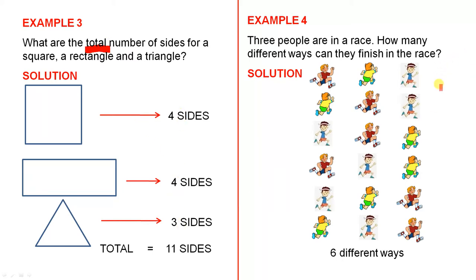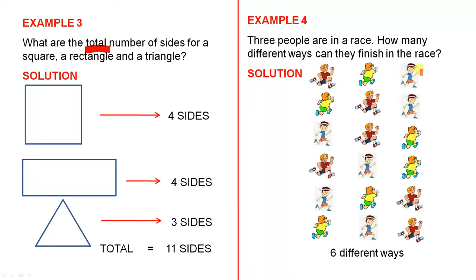Example 4. 3 people are in a race. How many different ways can they finish in the race? So spend a bit of time with this. It's a very interesting little problem. So if you have 3 people running, just draw them. Or you could use concrete objects on a desk if you like, different colours. Here I've just used the people.